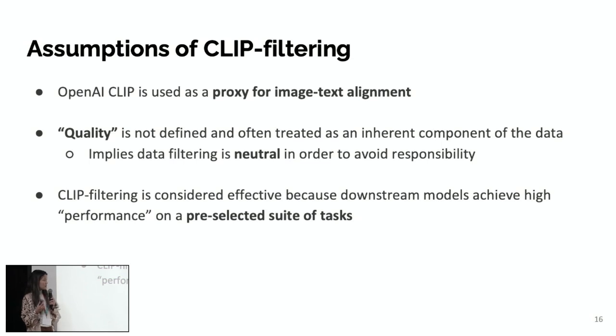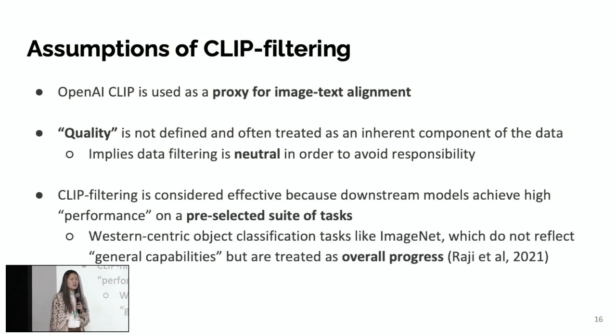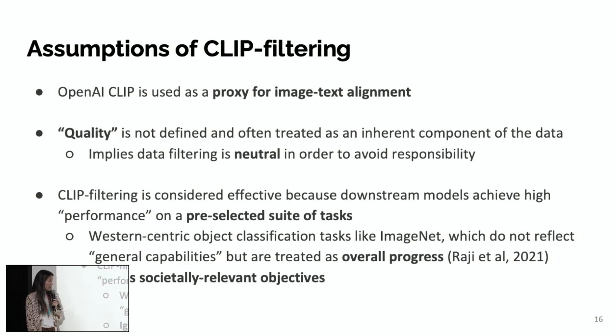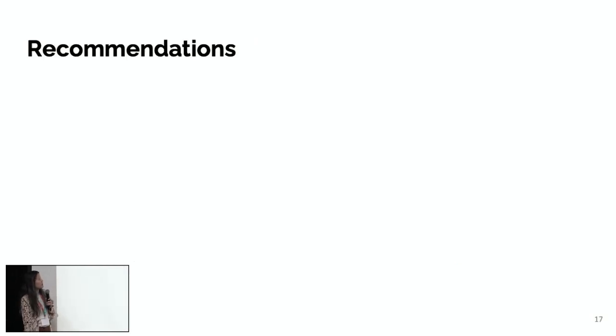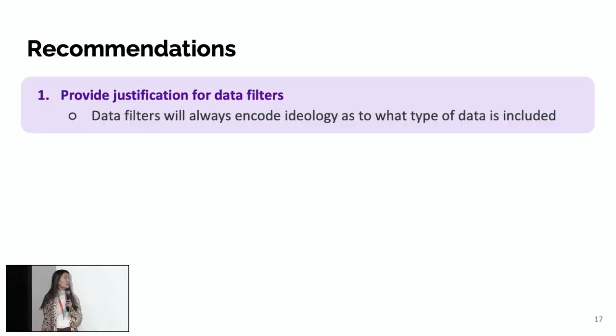Finally, we see that CLIP filtering is justified because downstream models achieve high performance on a pre-selected suite of tasks. Yet these tasks are often Western-centric and are still somehow treated as overall progress, as noted in prior work. And at the same time, these tasks ignore societally relevant objectives like fairness or toxicity. So I'll end with some recommendations based on our findings.